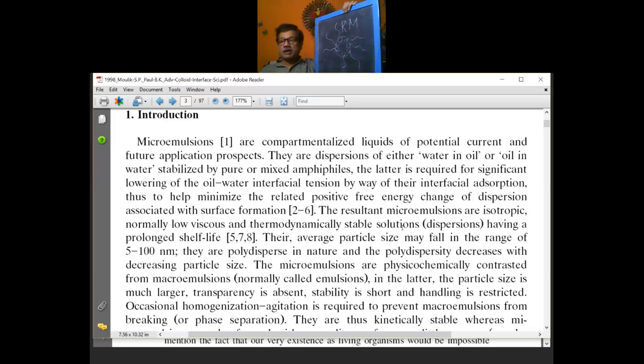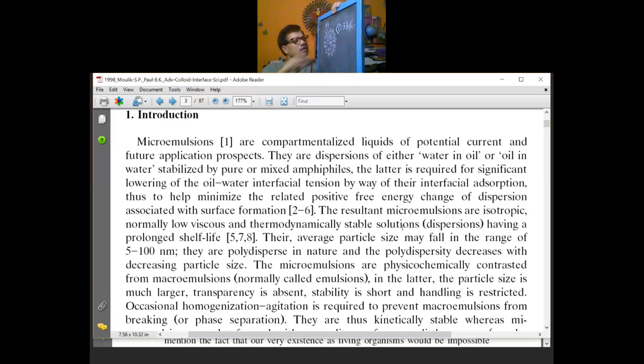So surfactants whose packing parameter is greater than 1 will form reverse micelles. And usually the surfactants whose packing parameter is less than 0.33 will form normal micelles.